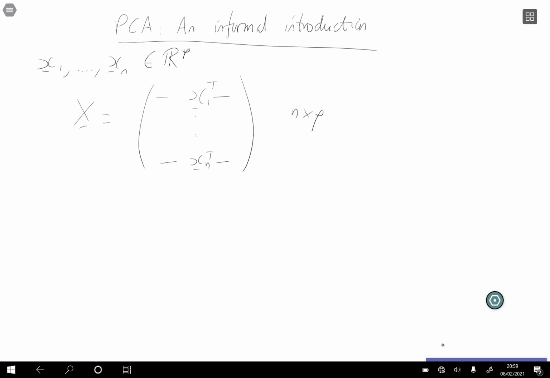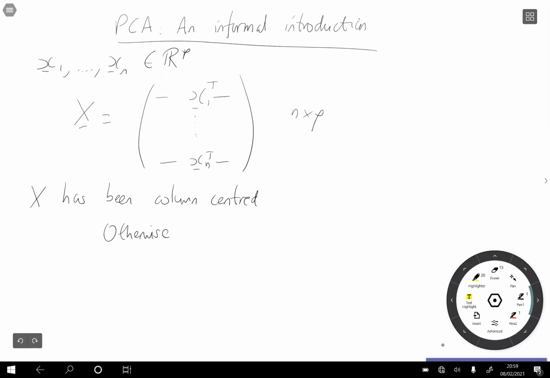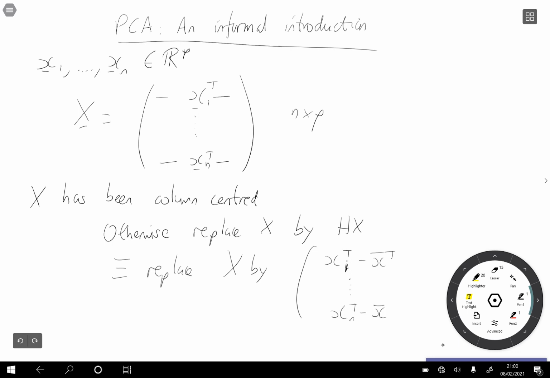And for this section, I'm going to assume that X has been column centered. So in other words, the mean of each column is 0. If it hasn't been column centered, replace X by H X, where H is a centering matrix. Or equivalently, replace X by x1 transposed minus x bar transposed, down to xn transposed minus x bar transposed. So subtract the mean from each row.